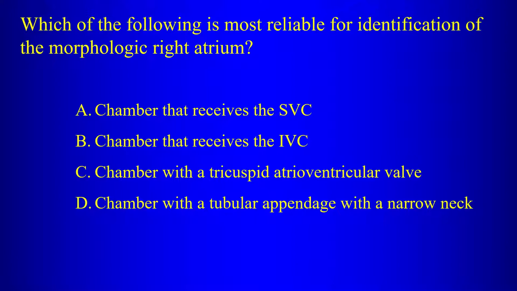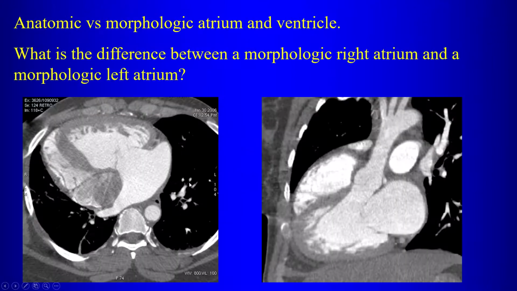Now we know that the superior vena cava usually drains into the right atrium, but you can have a rare anomaly, a left superior vena cava associated with an unroofed coronary sinus, and if you have that association, then the left superior vena cava can actually drain into the left atrium. The atrioventricular valves stay with the ventricles, so the tricuspid atrioventricular valve is a property of the morphologic right ventricle. The chamber with the tubular appendage and a narrow neck is of course referring to the left atrium. That is the morphology of a left atrium, not the right atrium.